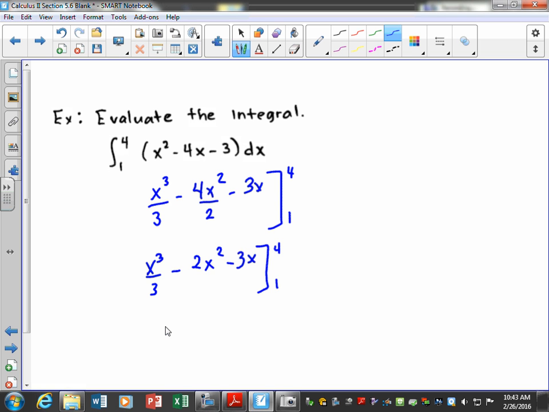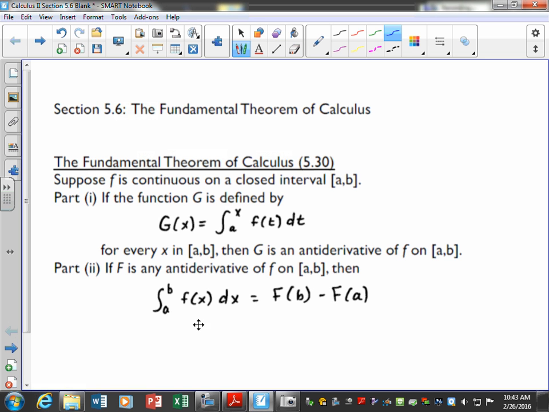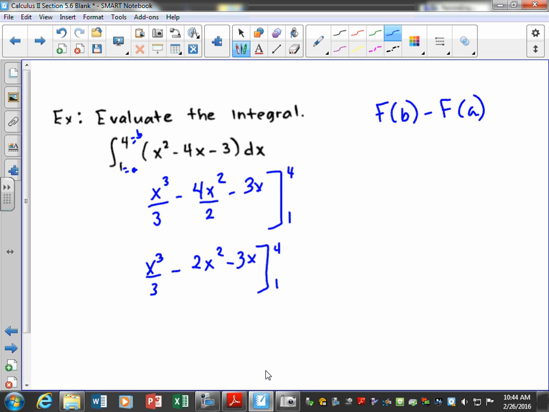So if this is our a and this is our b, then we recall that we're going to be evaluating f of b minus f of a, and that's from our integral right here. The integral from a to b of f of x dx is the antiderivative evaluated at b minus the antiderivative evaluated at a. So we are now working on that. So our f of b, let me put that in one color. So that means f of 4 minus f of 1.